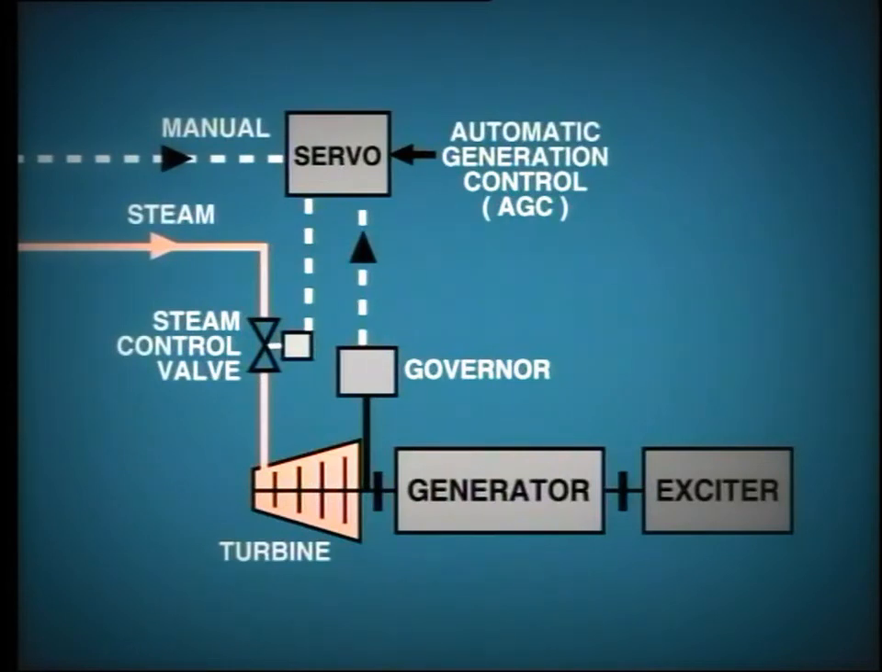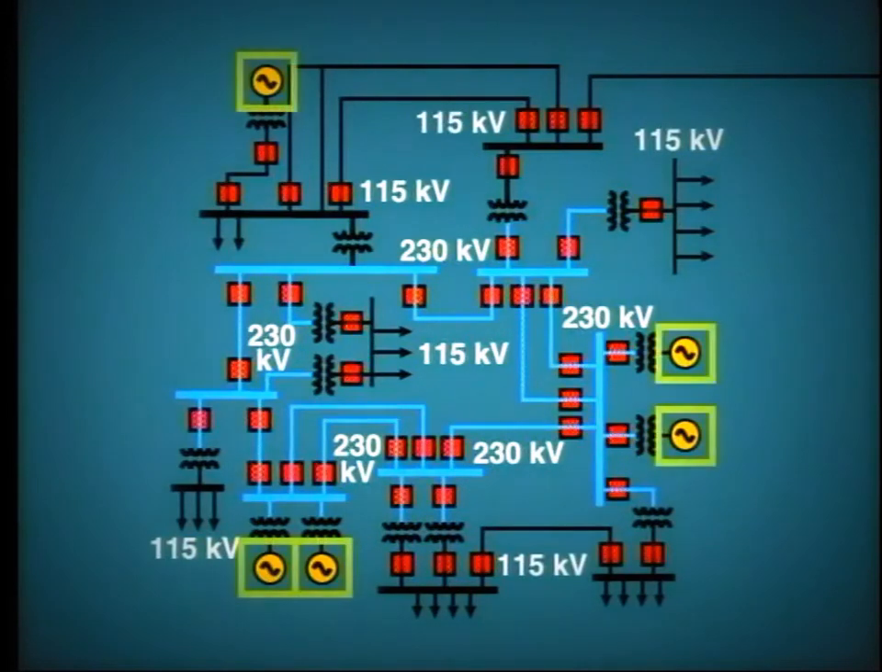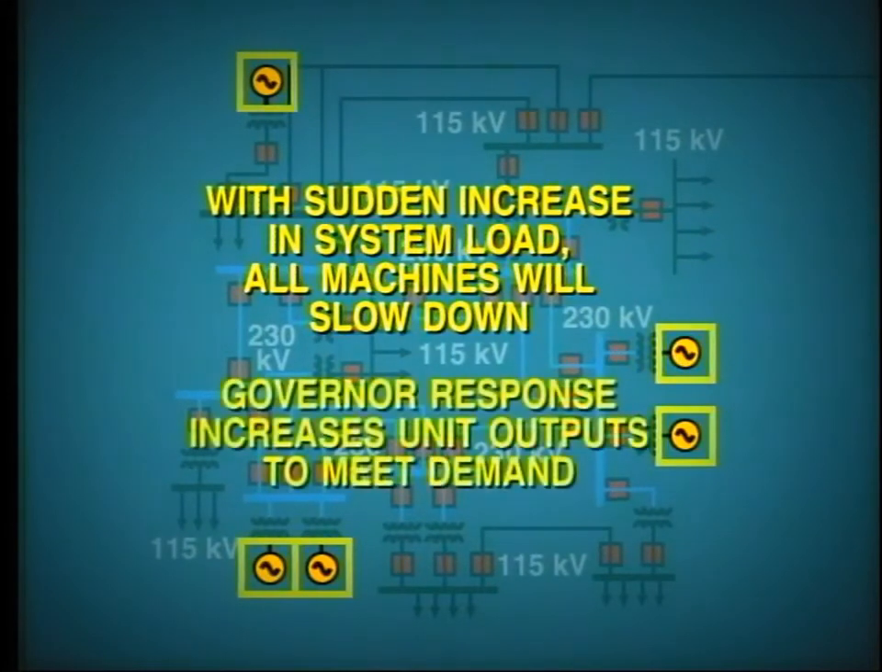Most of the machines on the system, that is, steam turbines, gas turbines, and hydro turbines, will operate on governor control. If there is a sudden increase in system load, all of the machines immediately slow down, and this is immediately detected by the governors. Governor response opens up the fuel inlet or steam inlet valves and so increases the unit outputs in order to meet the increased load demand. This action takes about 10 seconds to stabilize.